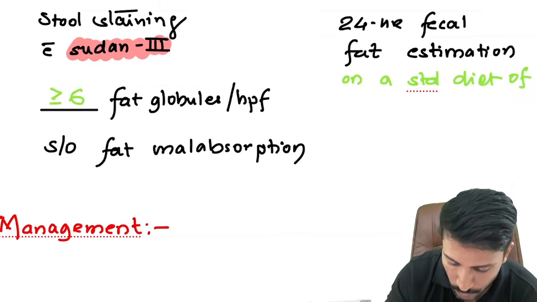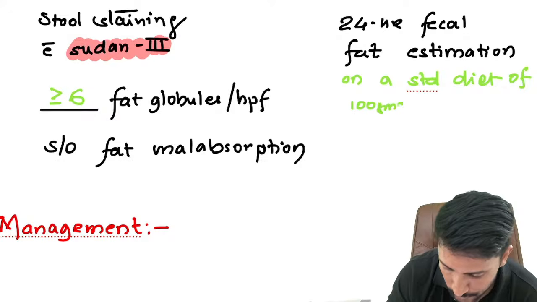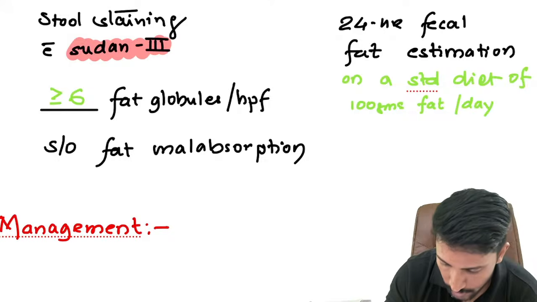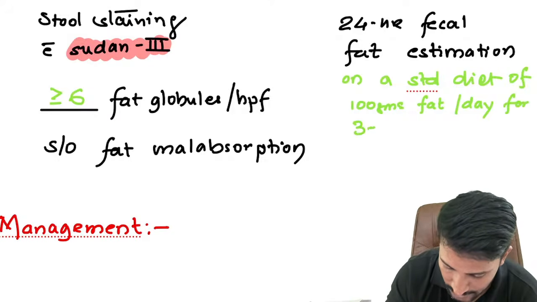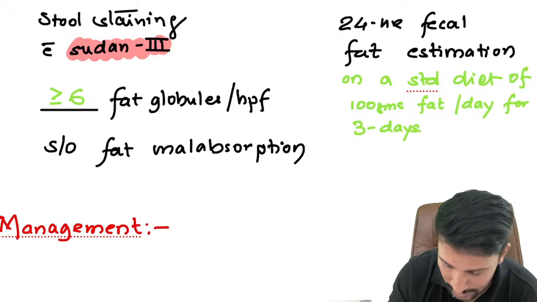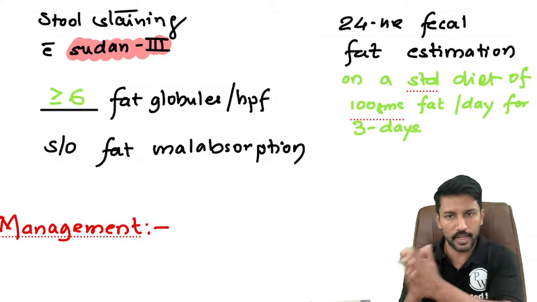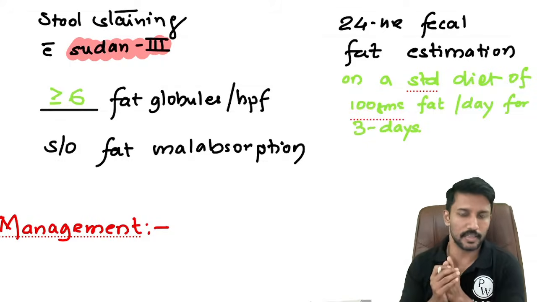Standard diet of 100 grams of fat per day for 3 days. So the patient is given a diet which contains exactly 100 grams of fat today, tomorrow, day after tomorrow, and then we will estimate the fecal fat.